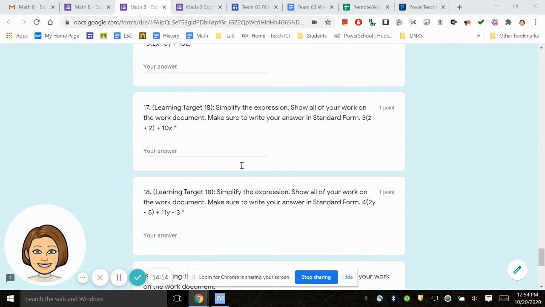Number 17, simplify the expression. Show all of your work on the work document. Make sure to write your answer in standard form. Again, do the distributive property and then combine like terms and then write it in standard form. The problem is 3 times the quantity of z plus 2 plus 10z.